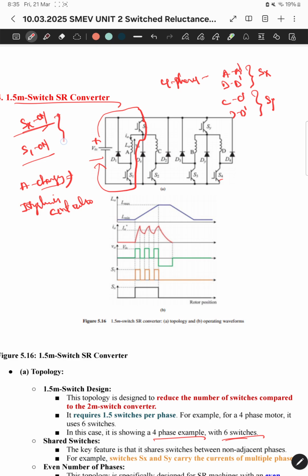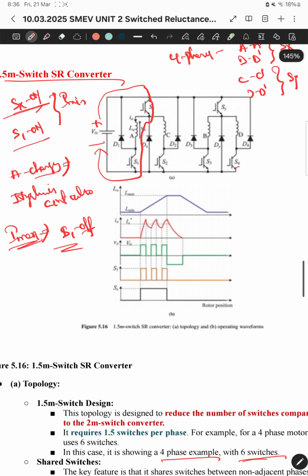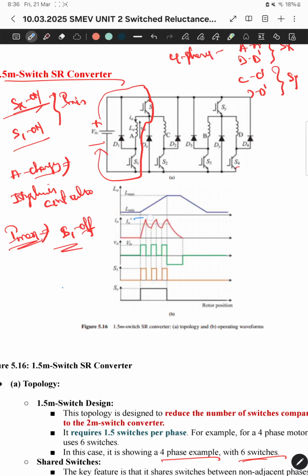In both the cases, I will assume that the current IA is minimum. When IA reaches the maximum position, what happens here? When IA reaches the maximum, the S1 switch will be off. You can see that it is clearly specified here. I'll change the color so that you have a better understanding.